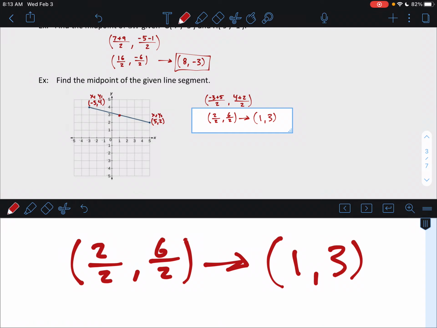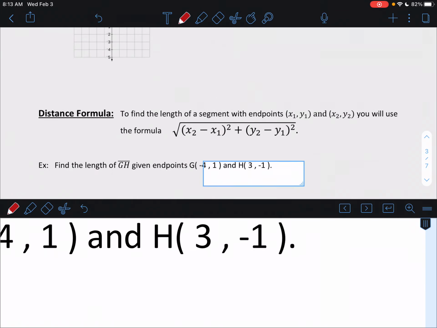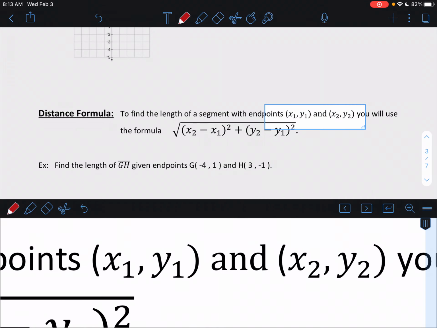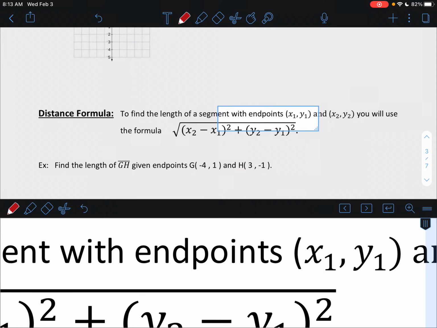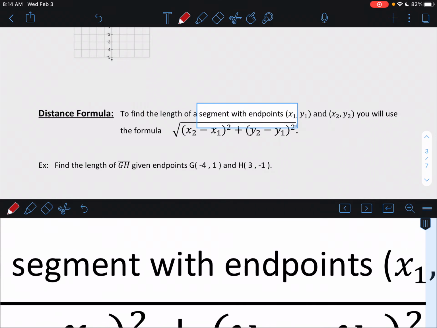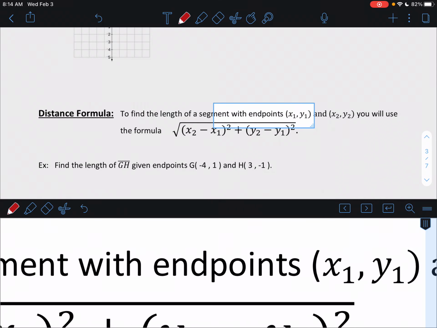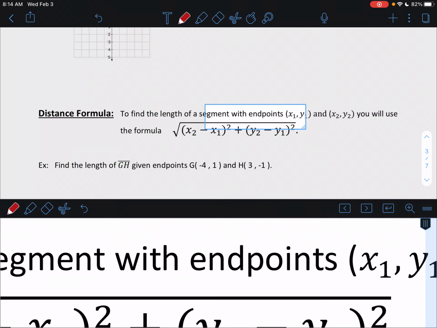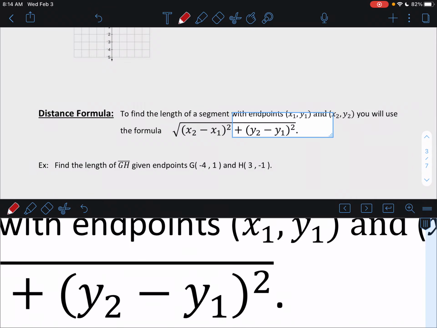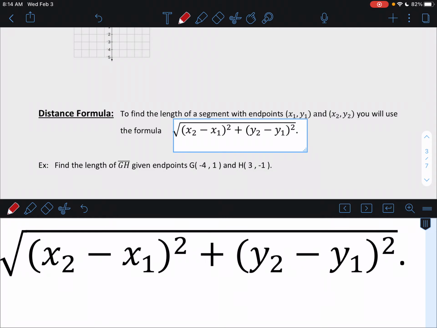Pretty easy. Now let's look at the distance formula. The distance formula also relies on x1, y1, and x2, y2, but this one is going to be finding the length of a segment. So if we have a segment with endpoints x1, y1, and x2, y2, we're going to use this formula: the square root of x2 minus x1 squared plus y2 minus y1 squared.